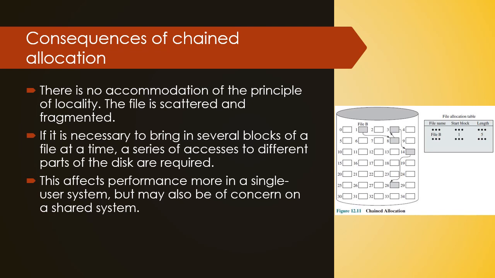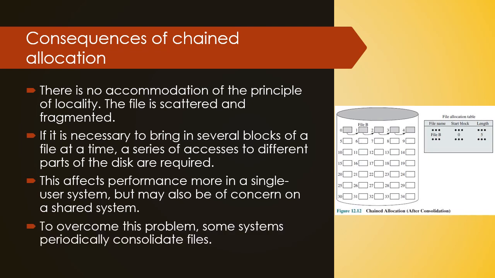In a single user system, mostly the processor is following locality, but the file is not allocated following locality. That is why performance degrades more in a single user system. In a shared system, because you are getting disk requests from many users, they are scattered, and even though you make a lot of file accesses, you have to make those accesses because you are accommodating a lot of users at the same time.